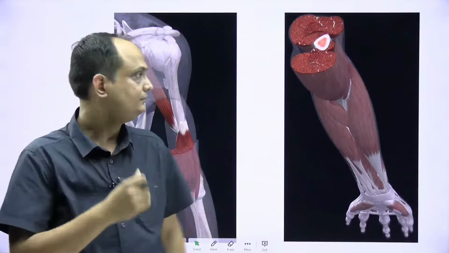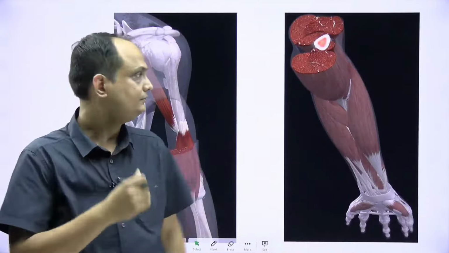Now, when you take the section of the arm, you are able to understand that this outer white color is your deep fascia. This deep fascia is enclosing the whole upper limb. Here you can see the section of your humerus.